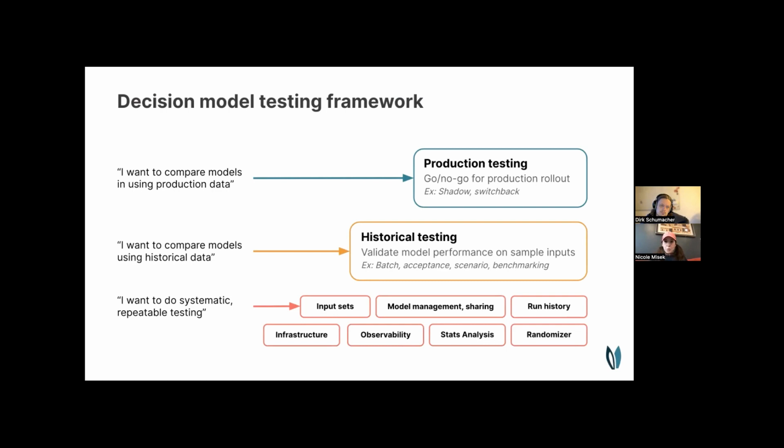Regardless of whether you're looking at production tests or historical tests, you want to do these in a systematic and repeatable way. You're likely doing this as part of a CI/CD workflow. So to do that, we've introduced these little components or Lego pieces that come together to allow you to quickly apply historical tests or production tests. Things like input sets, model management and sharing of results, run history, observability, and so on.